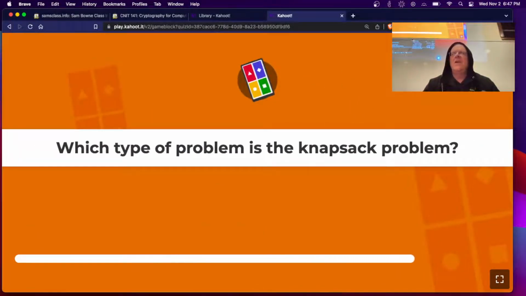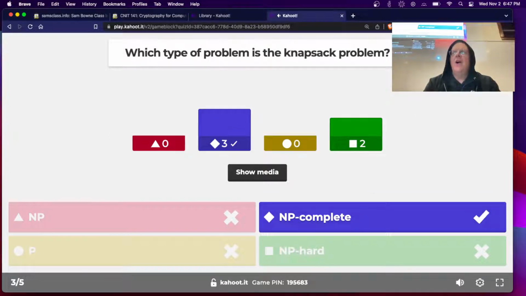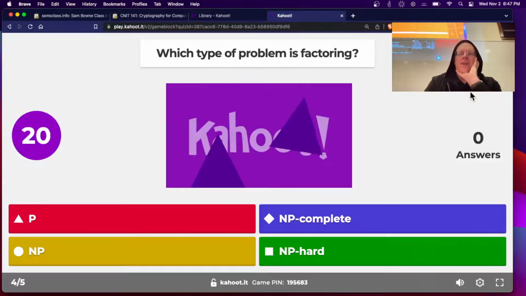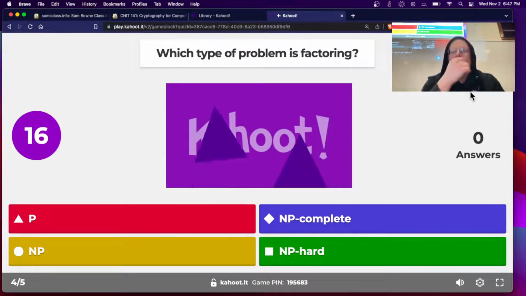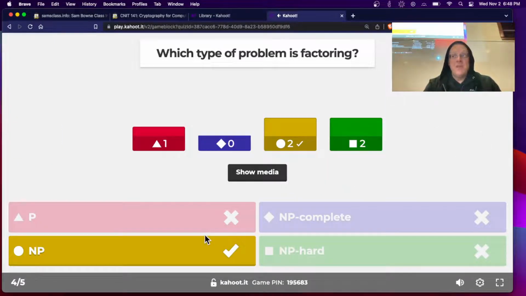All right, which one is the knapsack problem? That's NP complete. The hardest NP problems, or so people believe. The NP hard problems might even be harder, and they might actually be outside NP. And which problem is factoring? What group does it fit into? It's NP. It's not NP hard or NP complete. Those turn out to be undesirable. It's just in NP.